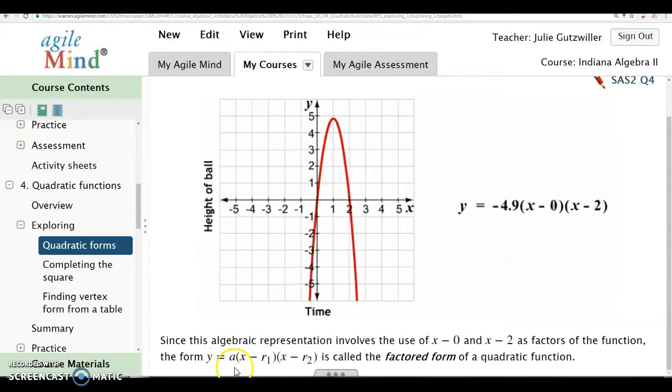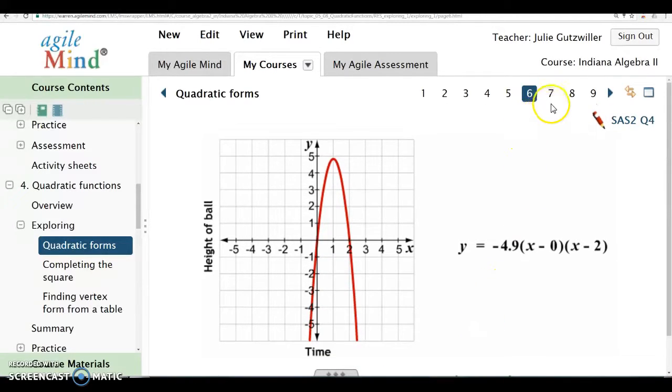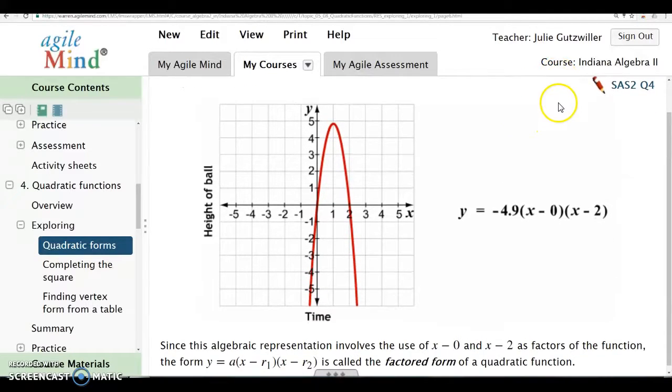The form y equals x minus r1 times x minus r2 is called the factored form. So number 4, your blank is factored form. And the question says, identify the zeros of the following functions as an ordered pair. Okay, so they want us to identify the zeros.